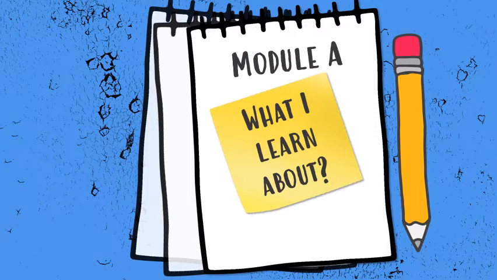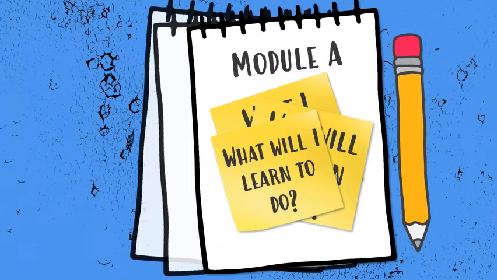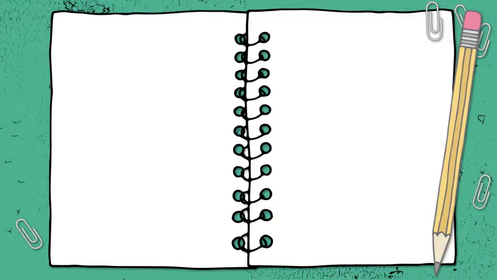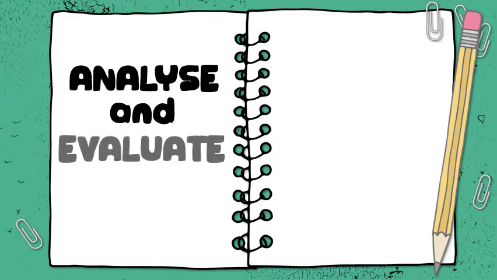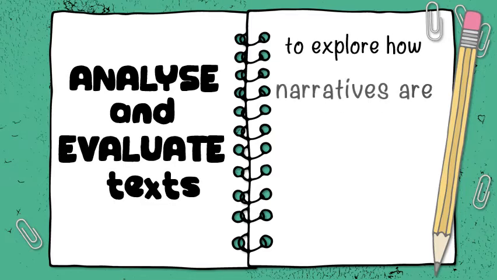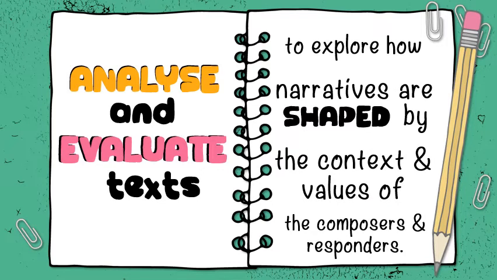Okay, so we've looked at what you're going to learn about. You've looked at why you're going to learn this, and now you're going to look at what you're going to learn to do. That really is about your skills. So you're going to learn to analyze and evaluate texts, to explore how narratives are shaped by the context and values of the composers and responders. Context and values shape narratives. Responders shape values in texts as well.